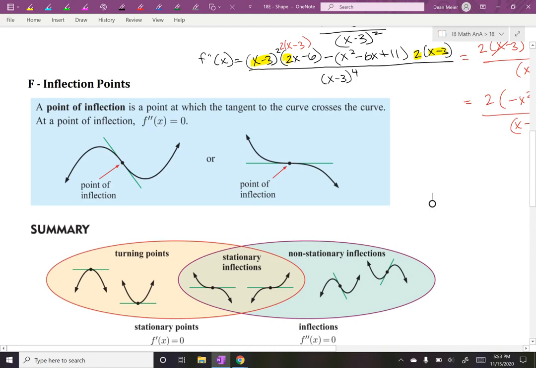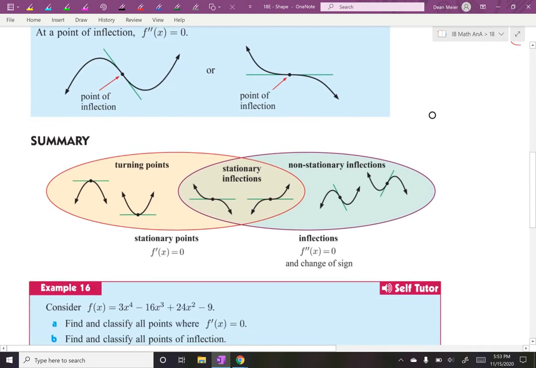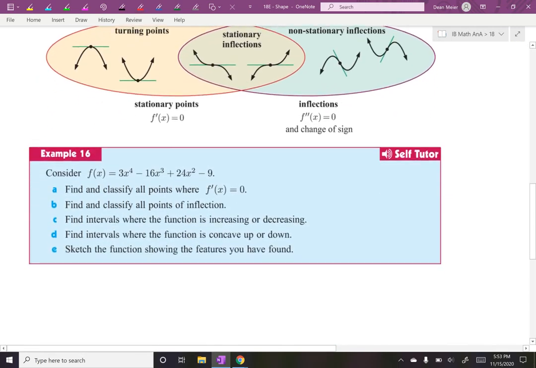There are two types of points of inflection, one that has a horizontal tangent line and one that doesn't. If the tangent line is horizontal, or the slope is zero, or the derivative is zero, then that is called a stationary point of inflection. And if it's diagonal, then it's a non-stationary point of inflection. Stationary points are when the derivative is zero, and a point of inflection is when the second derivative is zero. So that's why the second derivative is important.